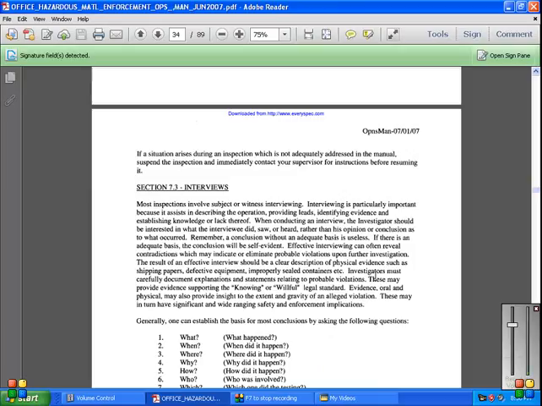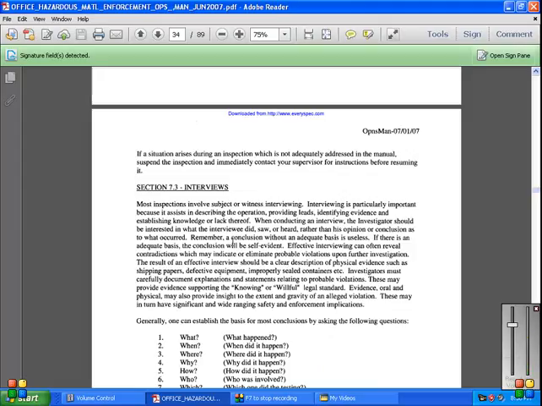Section 7.3. Most inspections involve the subject of witnesses and interviewing. Interviewing is particularly important because it assists in describing the operation, provides leads, identifies evidence, and establishes knowledge or lack of knowledge. An interviewing investigator should be interested in what the interviewee did, saw, and heard, rather than what he had in his opinion or conclusion as to what had occurred. Remember, a conclusion with an adequate basis is useful. If there is an adequate basis, the conclusion will be self-evident.